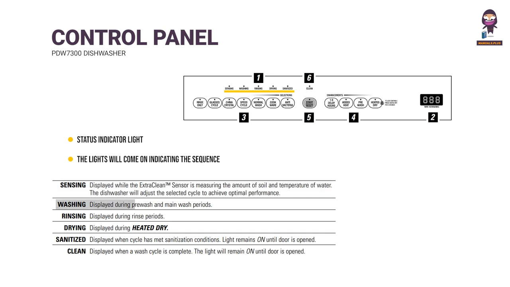Washing is displayed during pre-wash and main wash periods. Rinsing is displayed during rinse periods. Drying is displayed during heated dry. Sanitized is displayed when the cycle has met sanitization conditions. The light remains on until the door is opened. Clean is displayed when a wash cycle is complete. The light will remain on until the door is opened.